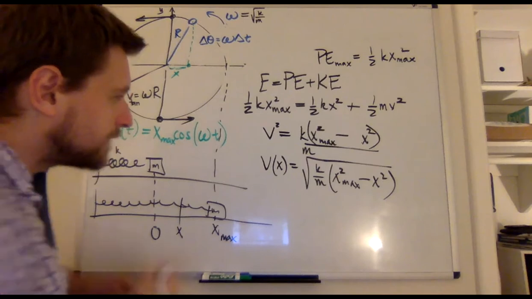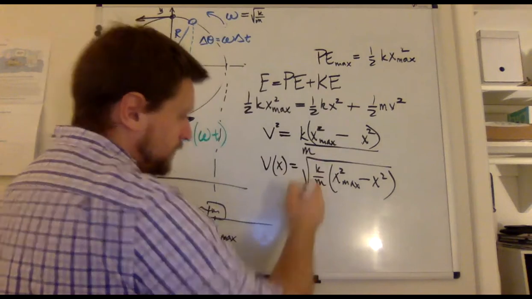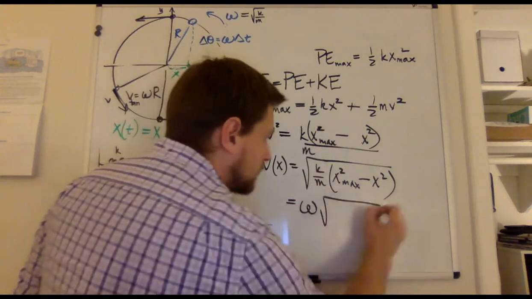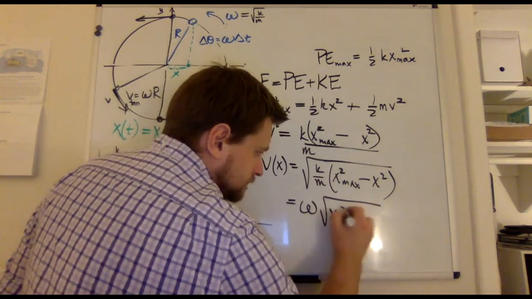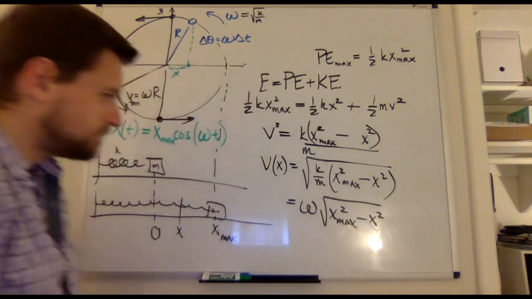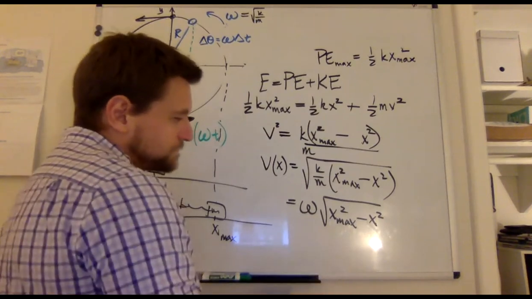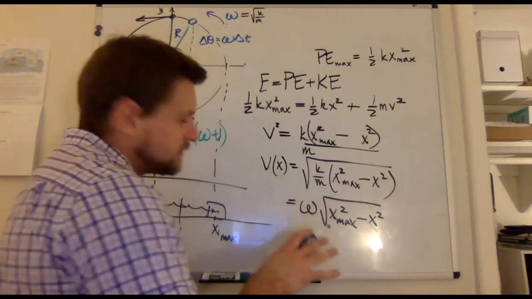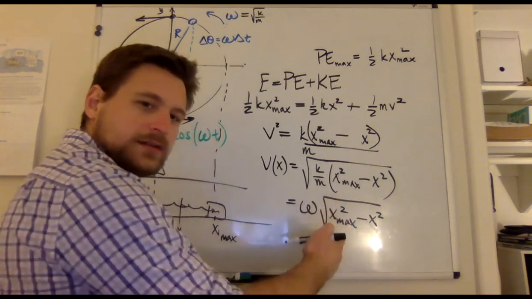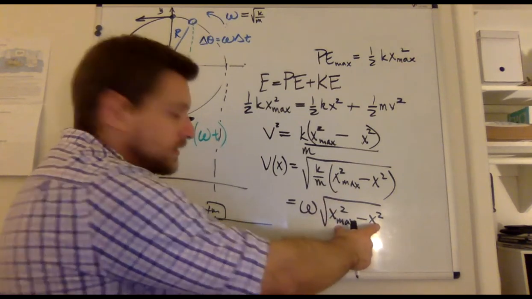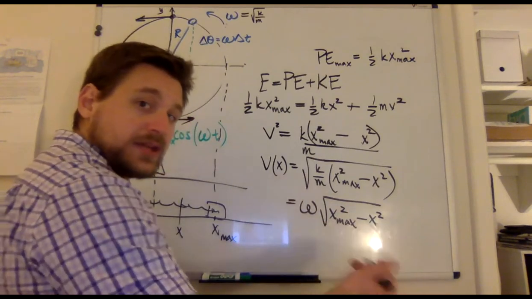Oh, wow. Look at that. K over m. That's omega. The square root of k over m is omega. That's pretty cool. Okay. Now, I'd like to factor x max squared out of both terms inside the radical here. It's not an immediately intuitive thing to do, but it's going to pay off in a second.